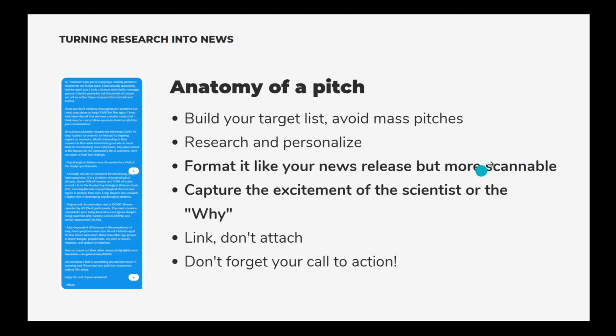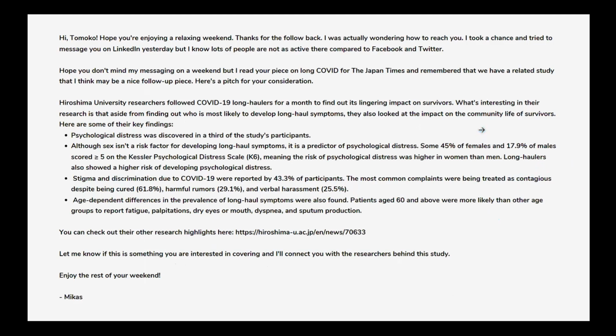Next is that format your pitch like a news release, but make it more scannable and capture the excitement of the scientists in your pitch, and try to answer the why in the release. So a sample of that is this pitch I sent to Tomoko of the Japan Times. I think Tomoko also worked before with the University of Tokyo. Here's a sample. Actually, this is one of the longer pitches that I've sent, but to make it more scannable, I tried to bullet point all the key statistics in that study.